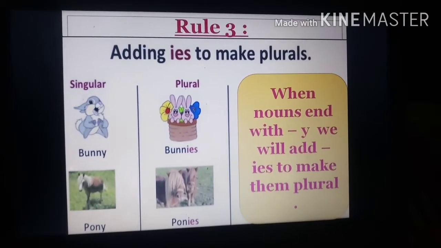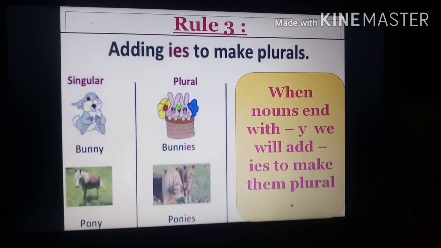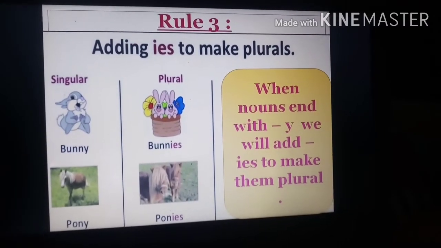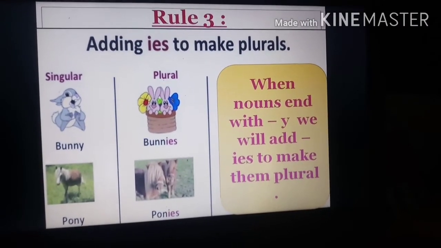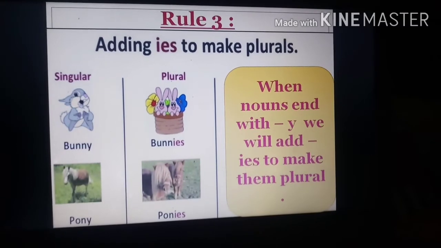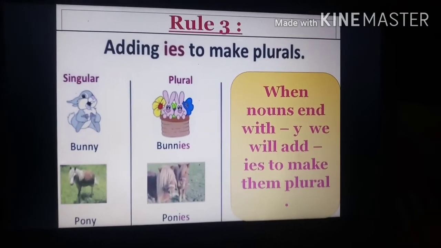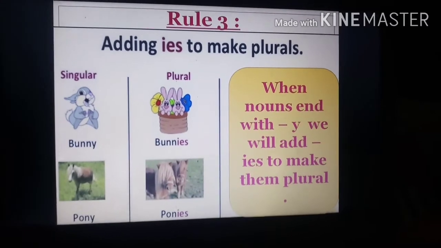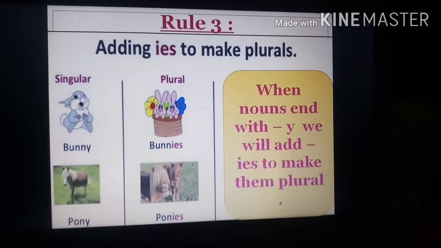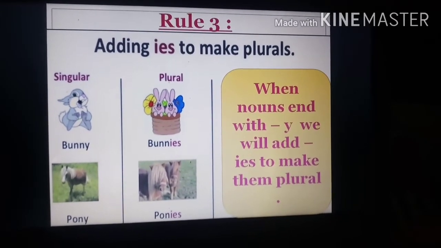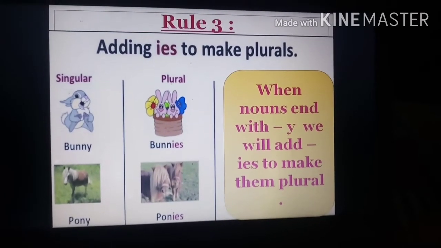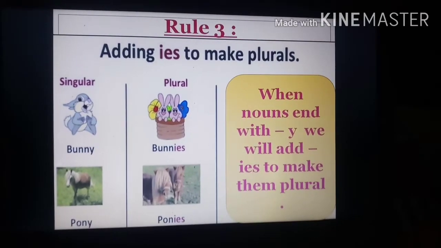Next, we have the third rule. The third rule says when nouns end with y, we will add ies to make them plural. And when we make it plural, we will remove y, like bunny. At the end of this word, y is there, and when we make this plural, we will remove y, and instead of y, we will add ies. It becomes bunnies.